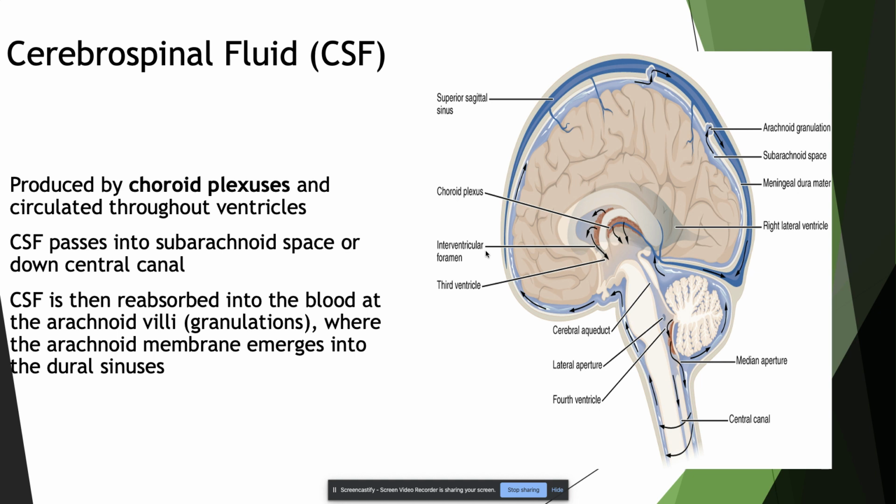Each lateral ventricle communicates with the third ventricle via an interventricular foramen called the foramen of Monro. The two lateral ventricles are separated from each other by a partition known as the septum pellucidum. And the third ventricle communicates with the fourth ventricle via the cerebral aqueduct. And this is a slender canal that passes through the midbrain.